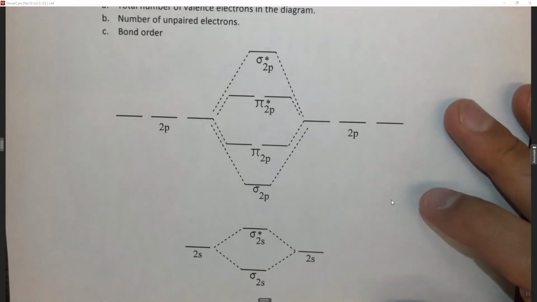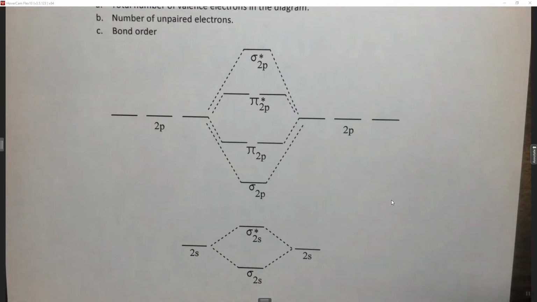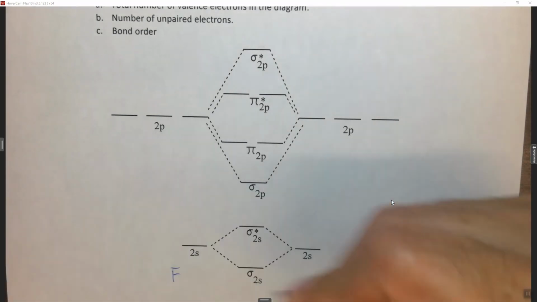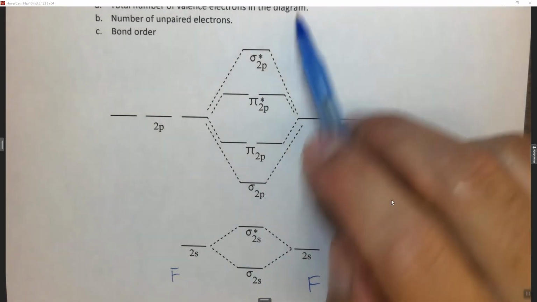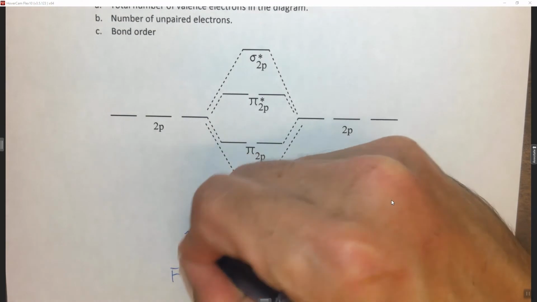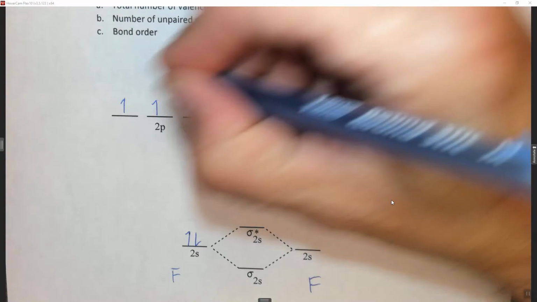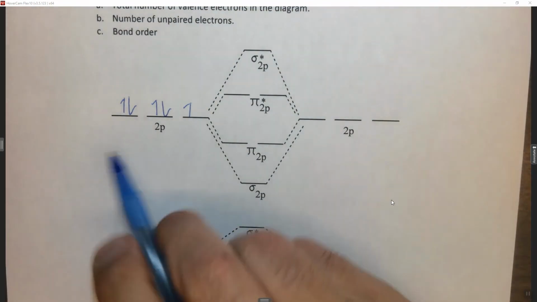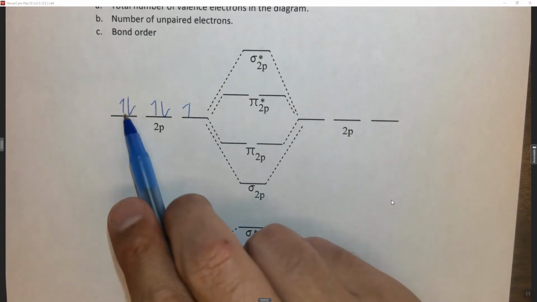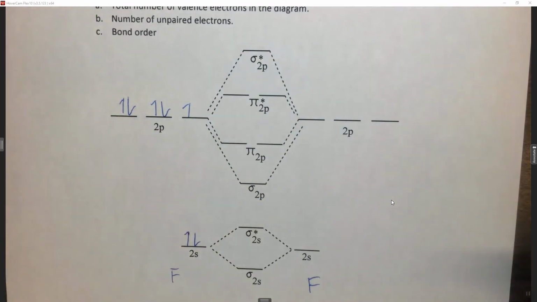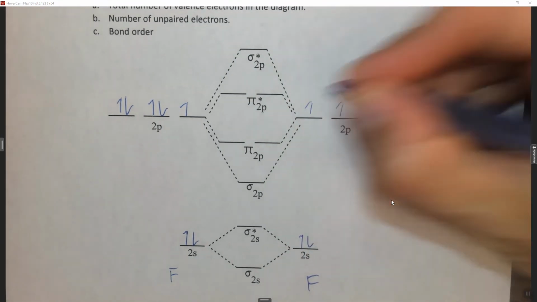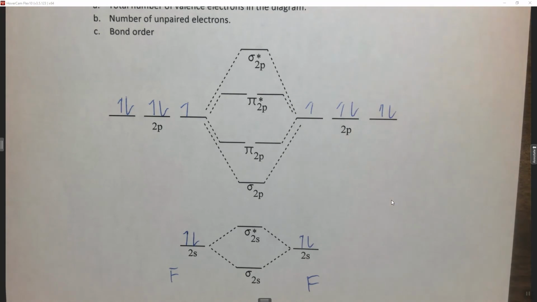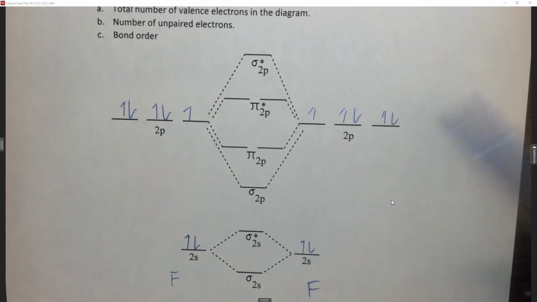So let's take a look at how we can do this. What we want to do is first draw the atomic orbitals of both fluorines, and these are the valence shells, only the two, not the one. Fluorine has 7 valence electrons, so we can put in 1, 2, 3, 4, 5, 6, 7. Note that when we have orbitals with the same energy, we fill them up, up, up, down, down. This other fluorine is exactly the same: 1, 2, 3, 4, 5, 6, 7. So now we have our 2 atomic orbitals of fluorine.